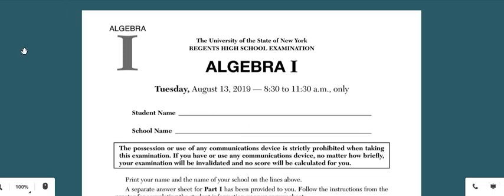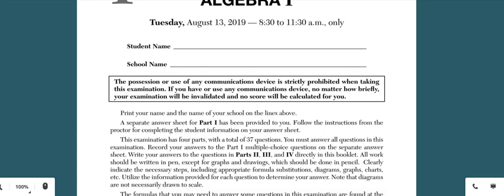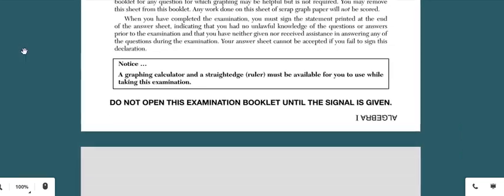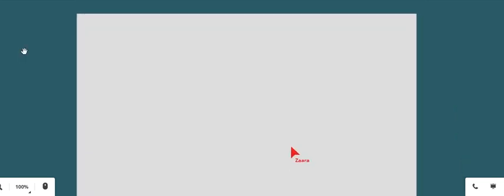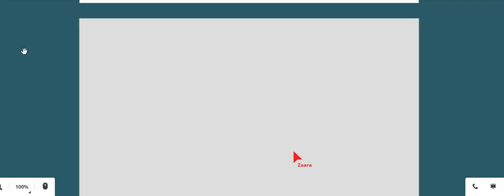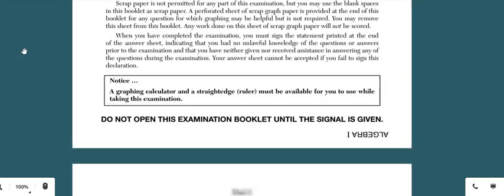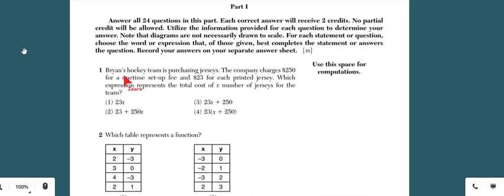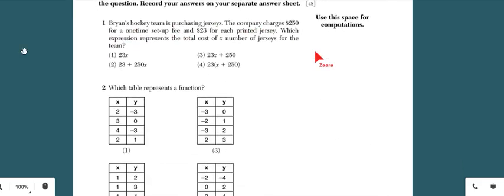Okay, Zara, today we will start the August 13, 2019 past paper, and let's scroll down to question number 1. It says, can you please read the question?